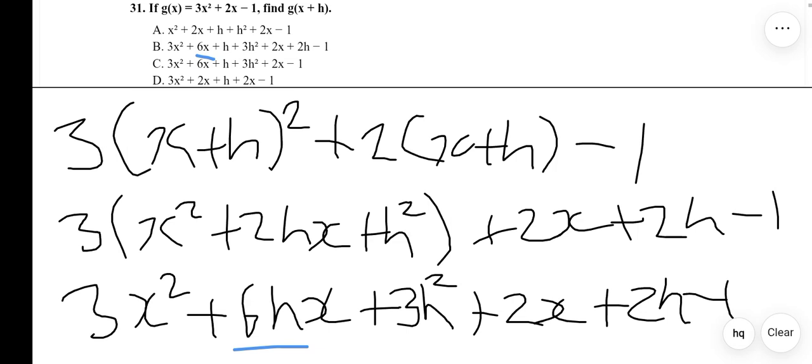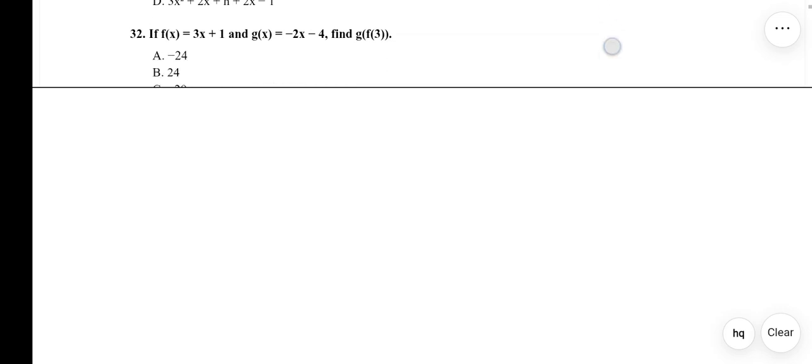Yeah, do you get? That is the only error. I think the error is from the question itself. Do you get? But this is the answer: 3s squared plus 6hs plus 3h squared plus 2s plus 2h minus 1. B is most likely to be the answer. It's a typical error. So moving to the next question, question 32.